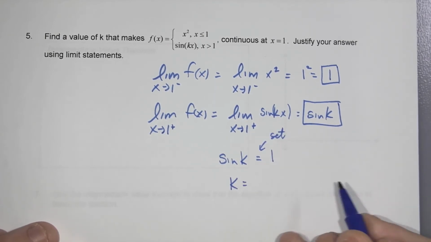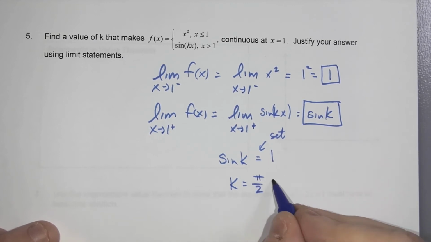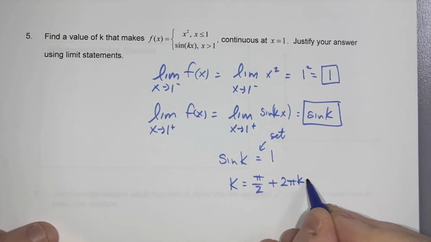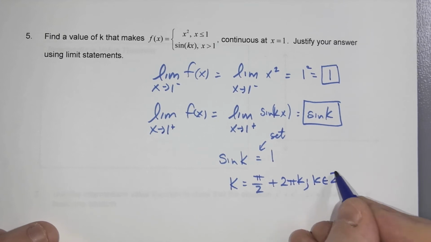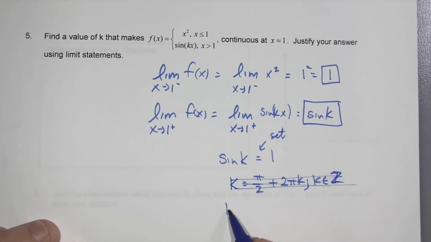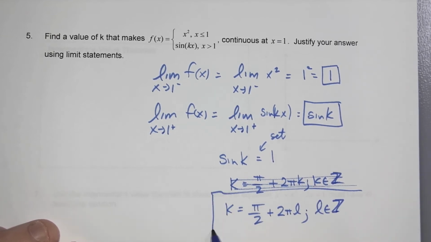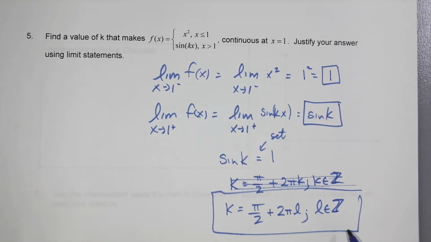That would mean that k would be equal to, let's see, where sine equals 1, pi over 2 plus 2 pi k for k an integer. Oh shoot, I have k in two places now. Okay, we need k to be equal to pi over 2 plus 2 pi l for l an integer. What an inconvenient choice of variables.